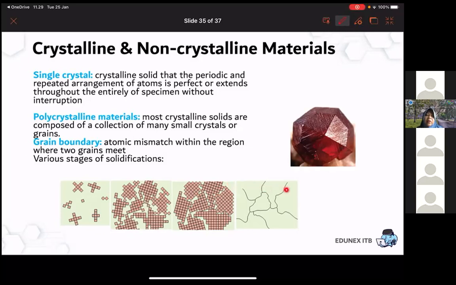And if we look under a microscope at a piece of metal, and we take it to the electron microscope, you can see that at the micrometer scale, we call it grain boundary, batas butir. Okay, so the grain boundary is the atomic mismatch within the region where the 2 grains meet, with various solid stage of specification.